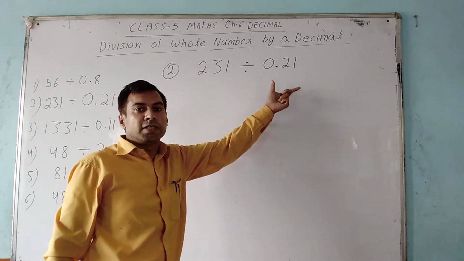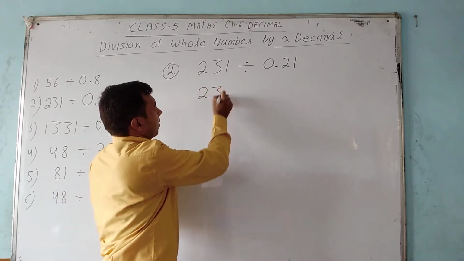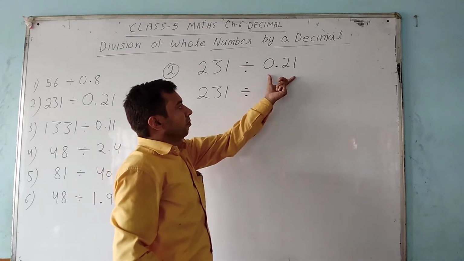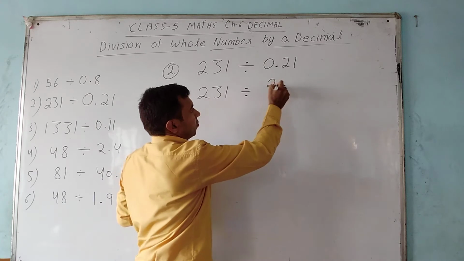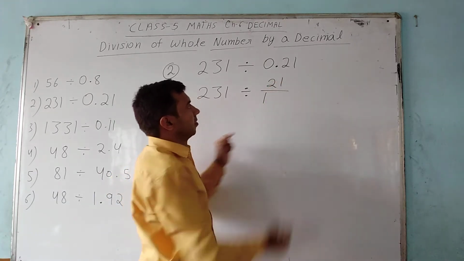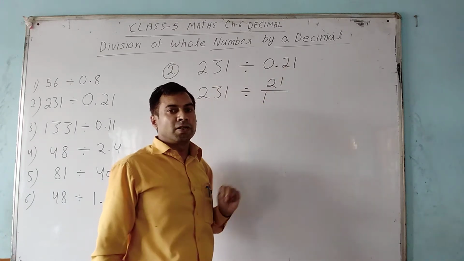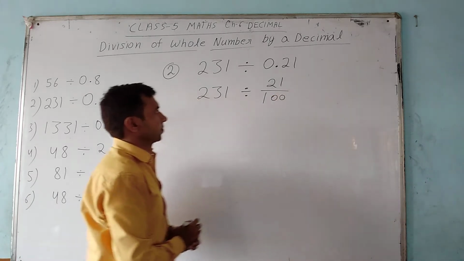How we convert the decimal number into fraction, student? We write the number without decimal in numerator part. 21. Write 1 in denominator. How many decimal places? 2 decimal places in decimal number. So what we do? We add 2 zeros in denominator.